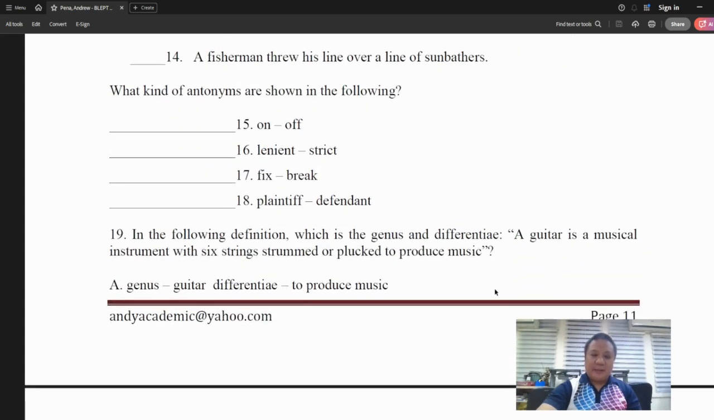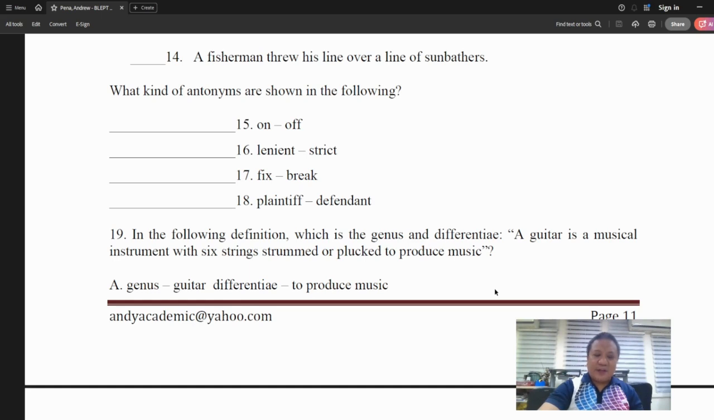Let's try number 15 to 18. What kind of antonyms are shown in the following? 15, on and off. That is what we call a non-gradable antonym because they're either or. There are no degrees. That's why they're non-gradable. 16, lenient and strict. That's an example of gradable antonym because there are degrees. You can say very lenient and very strict.